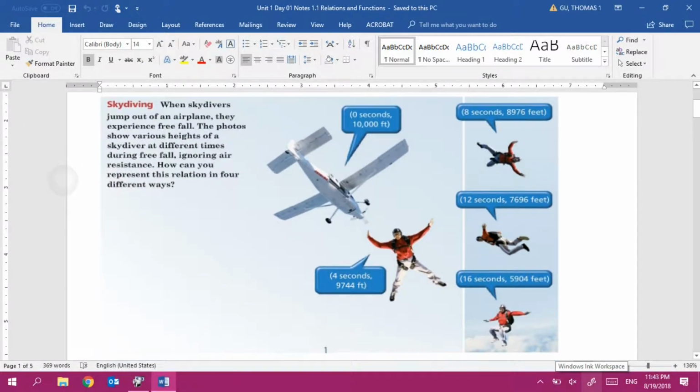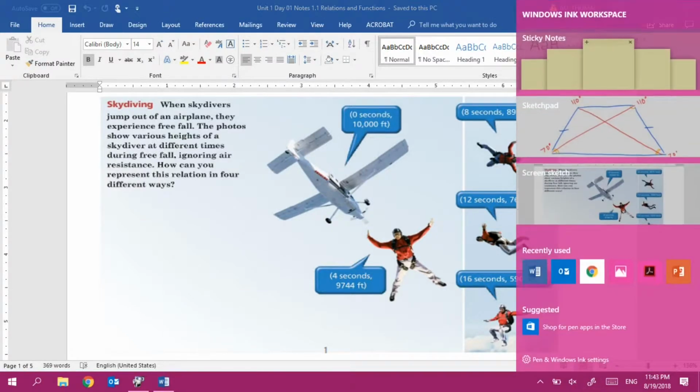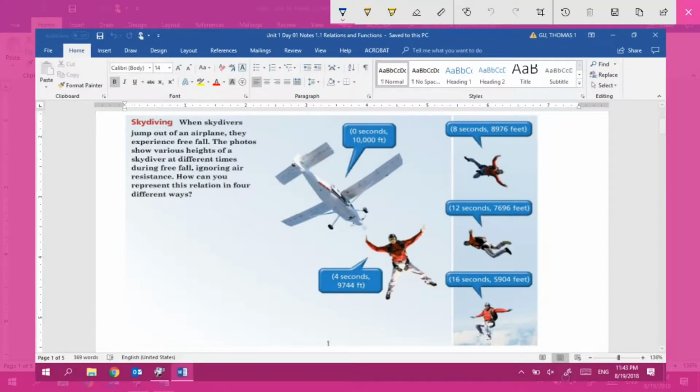Check out this example. Skydiving. When skydivers jump out of an airplane, they experience free fall. They're just falling freely. The photos show various heights of a skydiver at different times during free fall, ignoring air resistance. How can you represent this relation in 4 different ways?